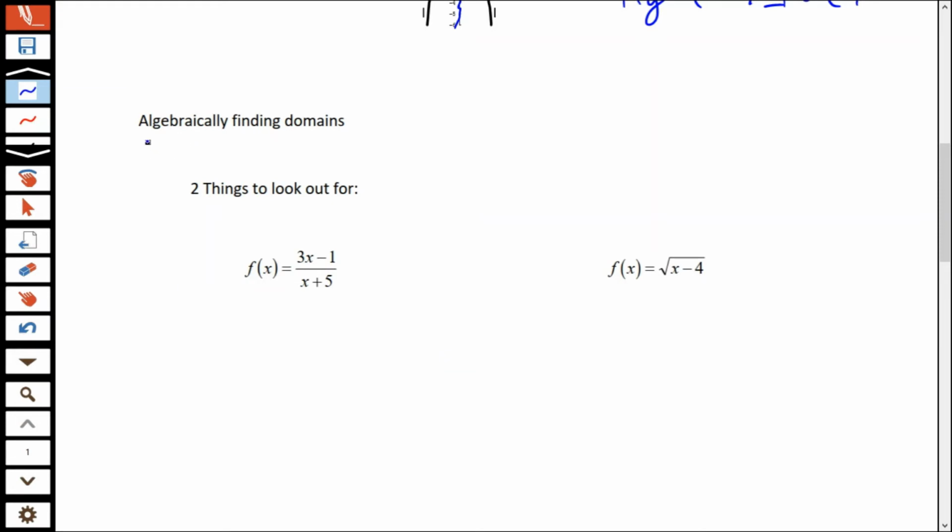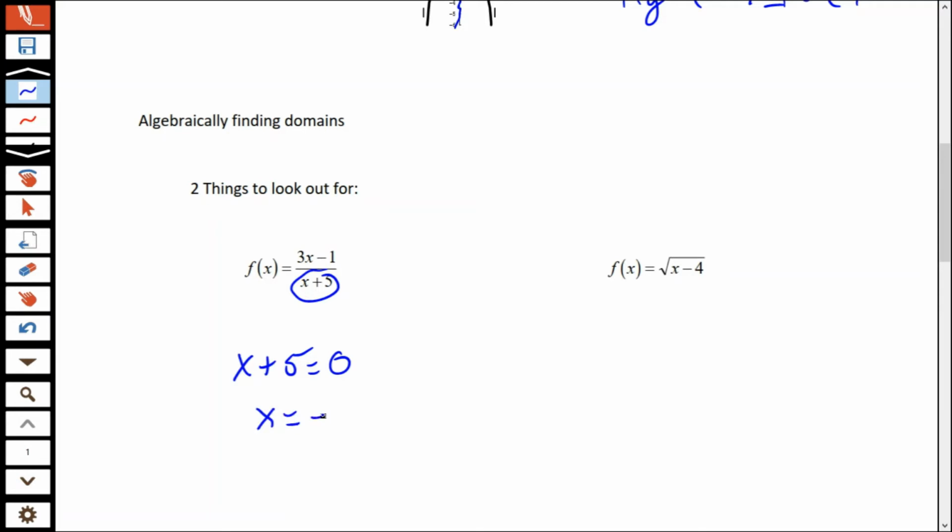So when we found domains algebraically, we began by assuming that the domain is all reals, and then we started to remove values. We started to look out for things, right? Many functions have a domain of all reals, but there were 2 cases in particular that would cause our domain to not be all reals, that would give us exceptions to the rule. And the first one was denominators. Denominators are not allowed to be equal to 0. Cannot divide by 0.